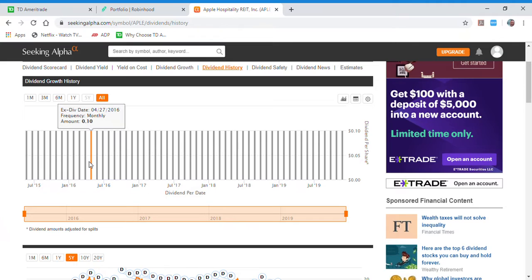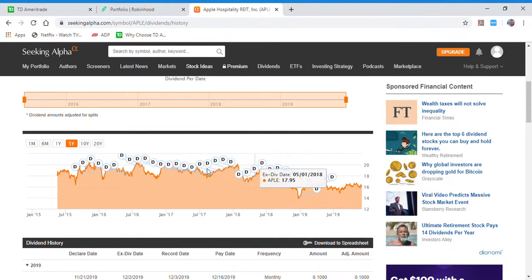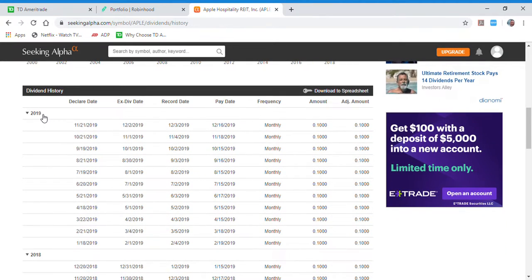So the first month you get $10. The next month you get $10.75. The next month you get $11.80. Each month that will go up. You can see that their dividends have been fairly constant over the years. Here's their 2019. There's the year. It shows that they have been constantly paying their 10 cents a month, just like they said they would.